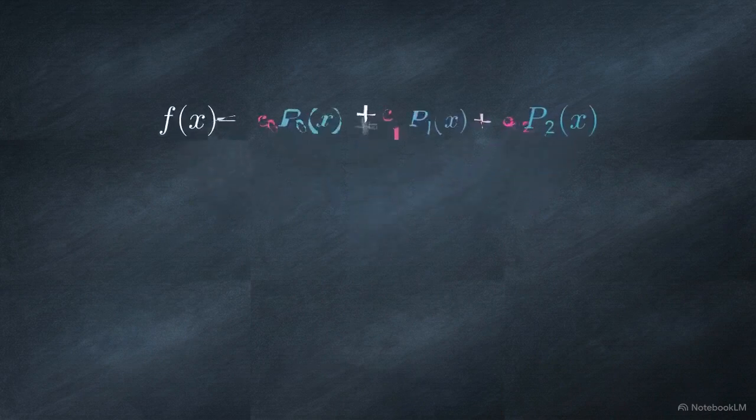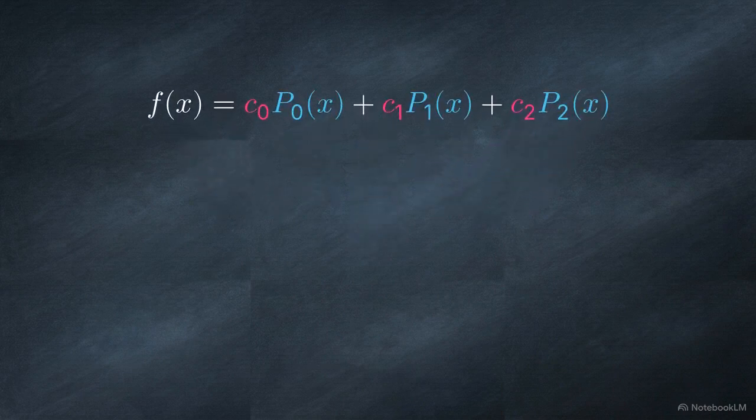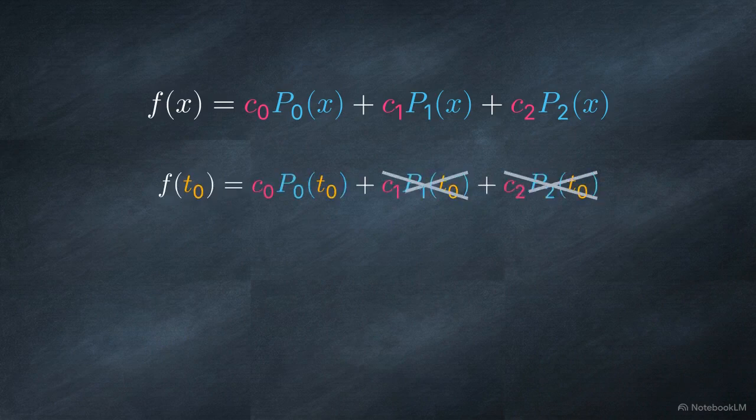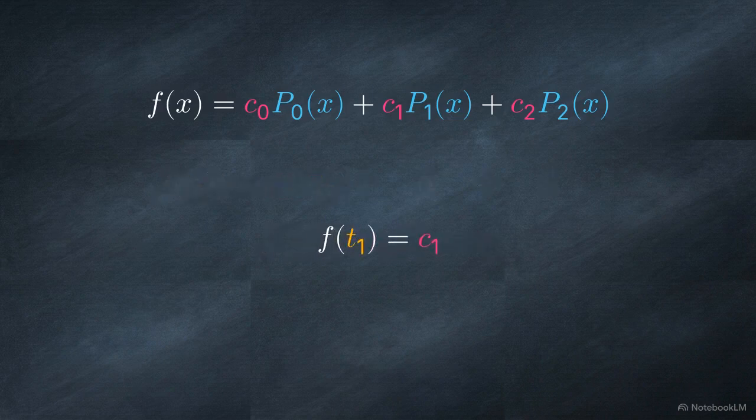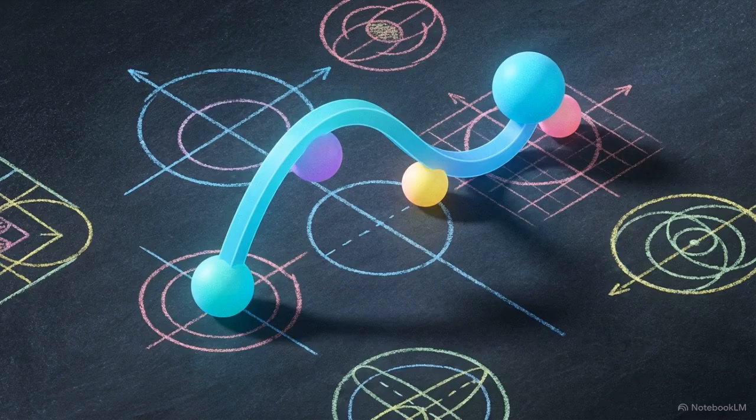If we input t0, the p1 and p2 terms become 0. This isolates c0 p0, which equals our target value, c0. This zeroing out behavior repeats for t1 and t2, isolating c1 and c2 respectively, without interference from the rest of the set. Lagrange interpolation provides a deterministic structural guarantee of a polynomial's exact path through every specified point.